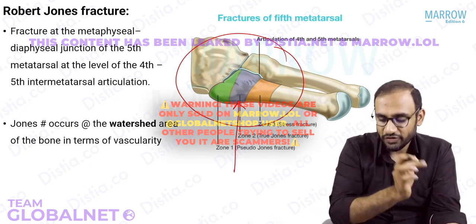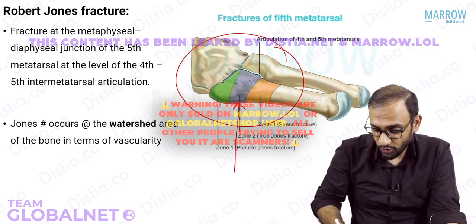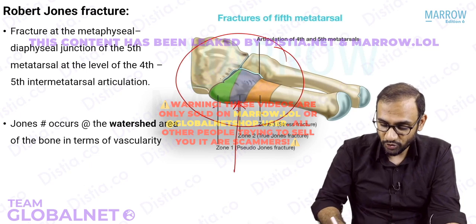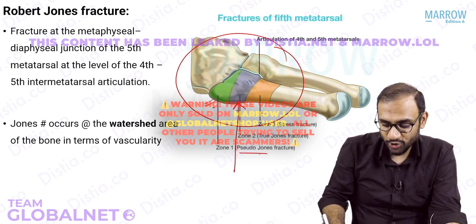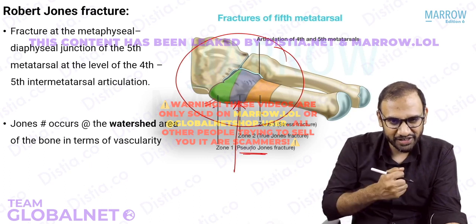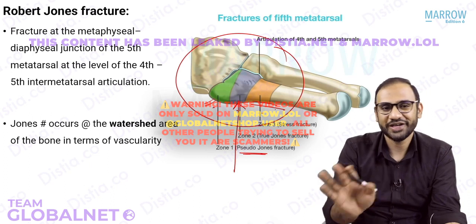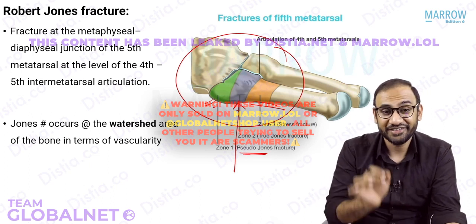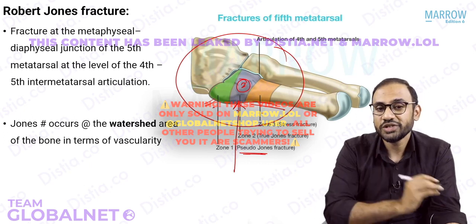Now, the base of the fifth metatarsal, for simplicity of understanding, is divided into three parts. Zone 1, 2, 3. Now, zone 1 fractures are pseudo-Jones fractures. They are essentially avulsion fractures. Zone 3 fractures are stress fractures. You are not worried about them because they are not very common. We are worried about the zone 2 fracture known as the Jones fracture.